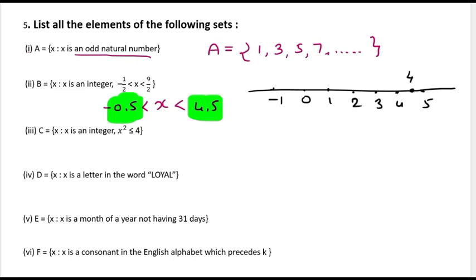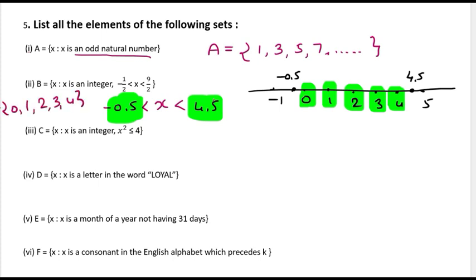So here you will be having 4.5, here you will be having minus 0.5. So it is an integer. Integer means what? It should not be decimal, it should not be fraction. Integers you should write. So what will be the answer? B is equal to 0, 1, 2, 3, 4.